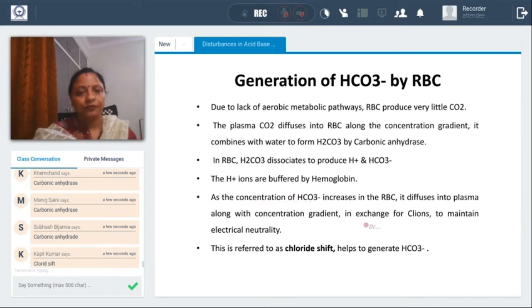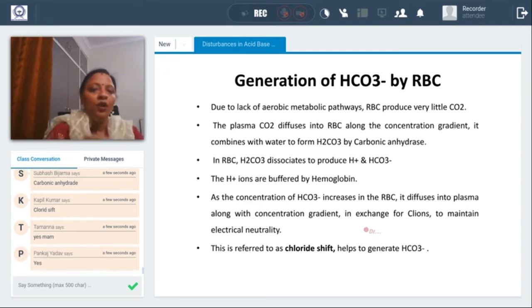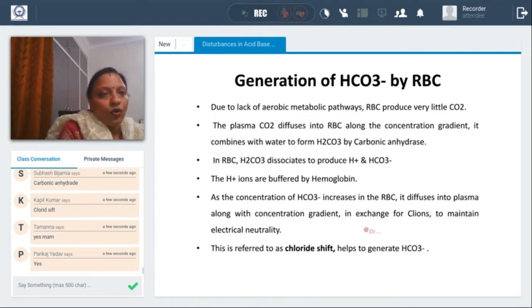Please write in the box. As the concentration of bicarbonate increases in the RBC, it diffuses into plasma along the concentration gradient in exchange for chloride ions to maintain electrical neutrality. So what is chloride shift? Please write in the box. What is chloride shift?